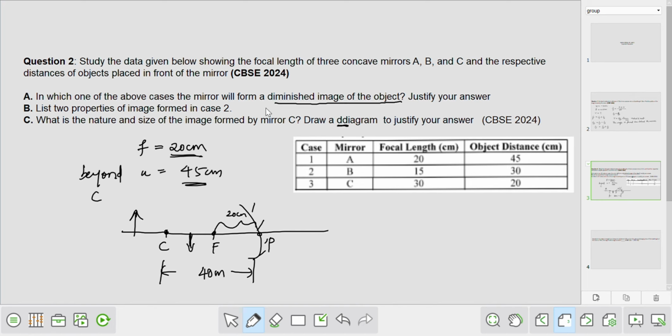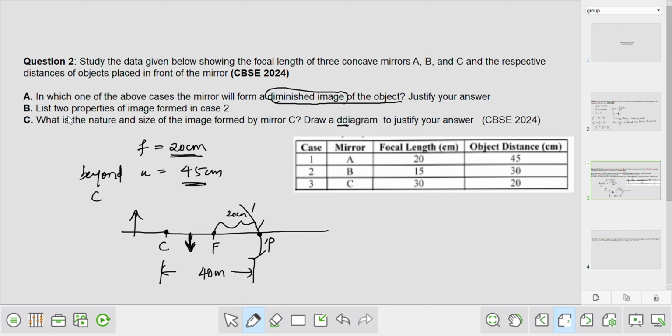Diminished. So we need a diminished image. The diminished image of the object is formed in case 1 by mirror A, because the focal length is 20 centimeter, so the center of curvature will be 40 centimeter from the pole. But in the question, the object is placed 45 centimeter, which means that it is placed beyond C. So the image will be formed between C and F, which forms a diminished image.